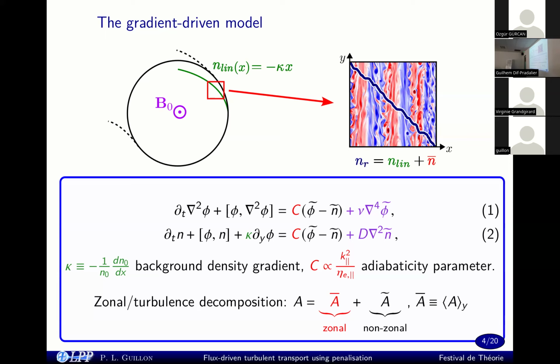Contrary to beta plane turbulence, this system is linearly unstable, and we remove the energy injected by the linear instability by adding some small-scale dissipation. As a side note, we can decompose each turbulent field between a zonal part, which is averaged along the poloidal axis, so the y direction here, and the non-zonal part, which has a zero poloidal average. The x direction is called the radial direction.